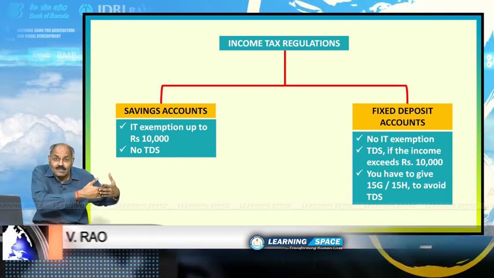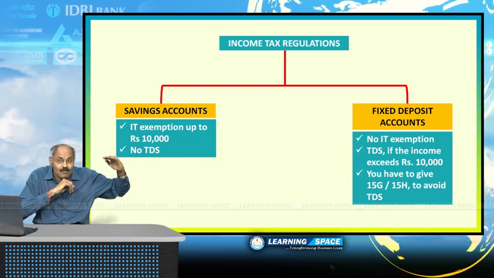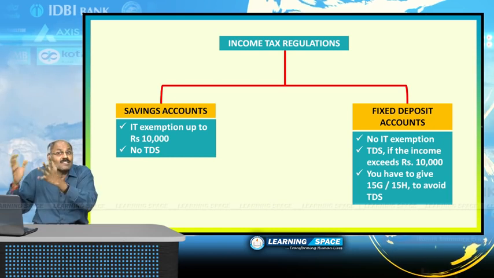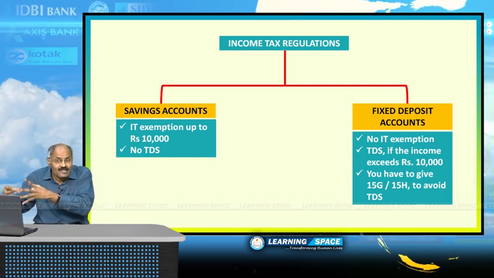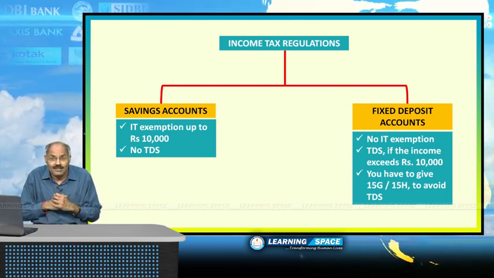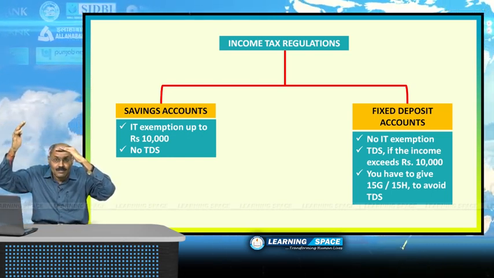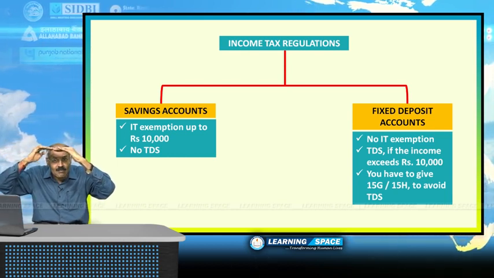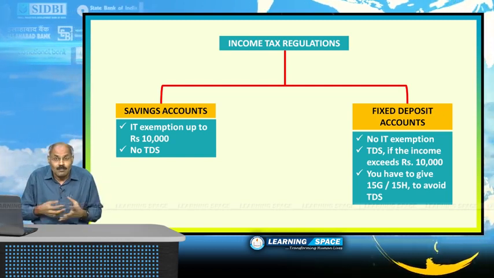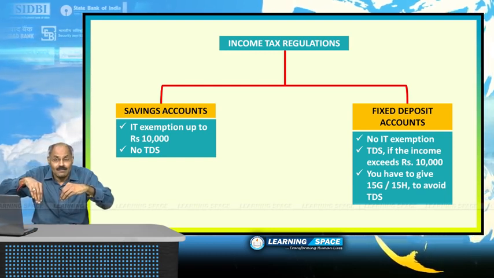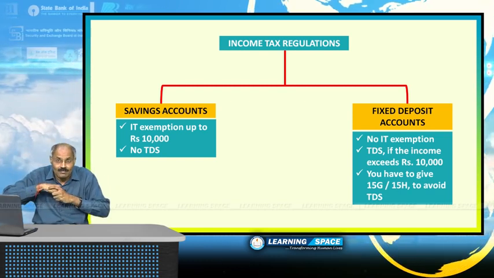In savings bank account deposits up to 10,000, it is free from income tax. You need not pay income tax. But in fixed deposit accounts, that facility is not given by the government. You have to pay income tax for each and every paisa you earn as interest. In addition to that, if your interest income exceeds rupees 10,000, banks will deduct TDS. Bank itself will deduct income tax, which is known as TDS or tax deduction at source.